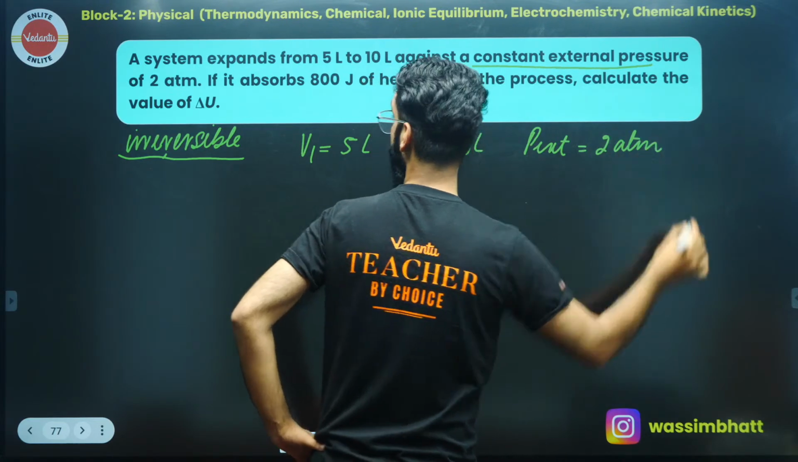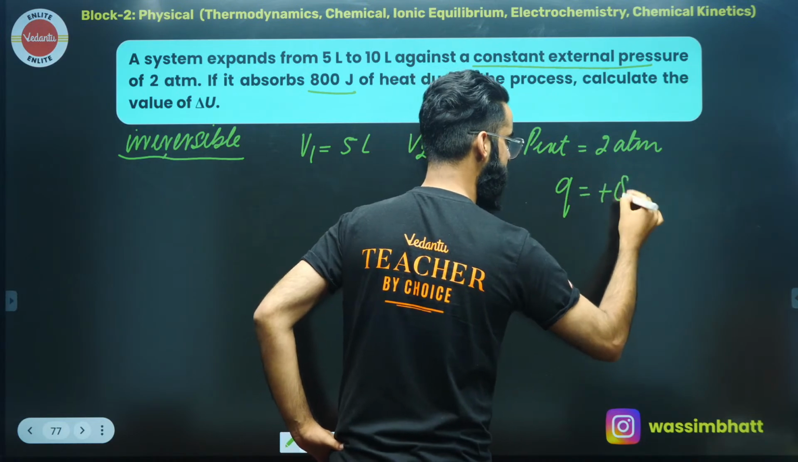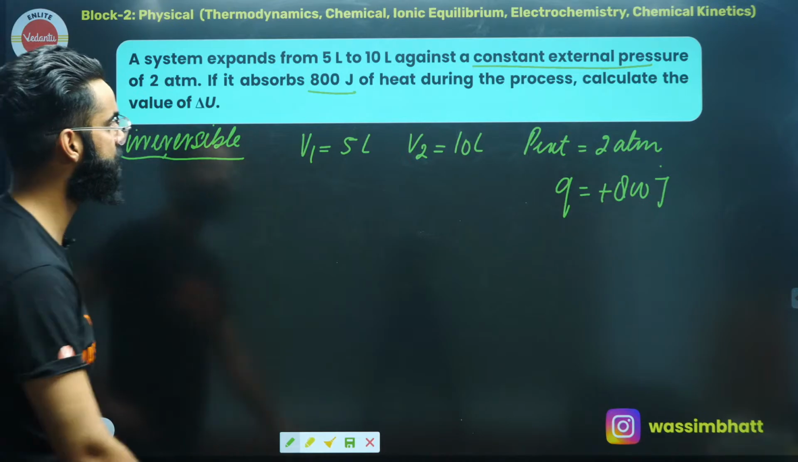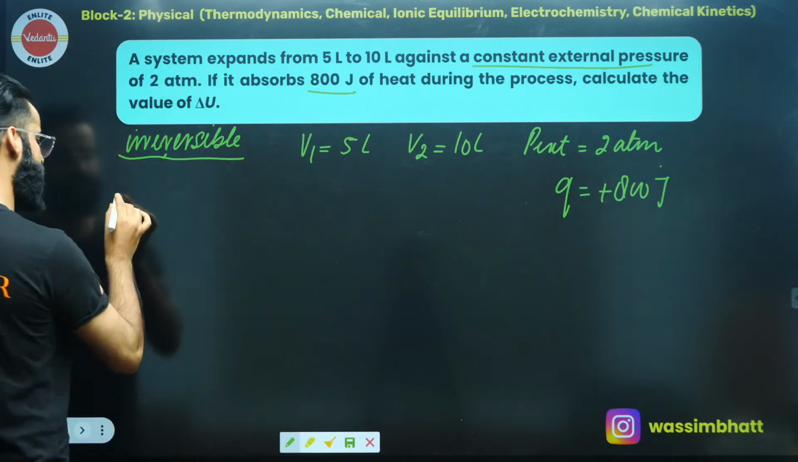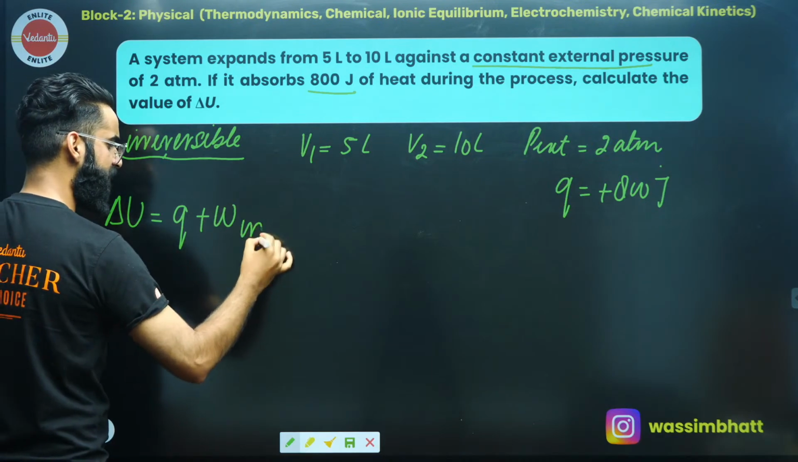What do you need to calculate? If the system absorbs 800 joules of heat, the Q value is plus 800 because the system is absorbing heat. Whenever the system absorbs heat, Q value is taken to be positive. Calculate the value of delta U. Use the first law of thermodynamics: delta U is equal to Q plus W, right? And this is W irreversible over here.